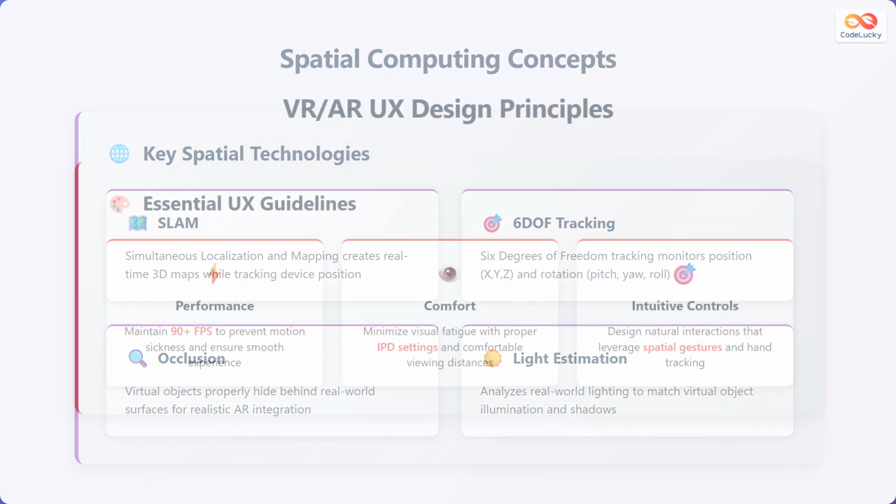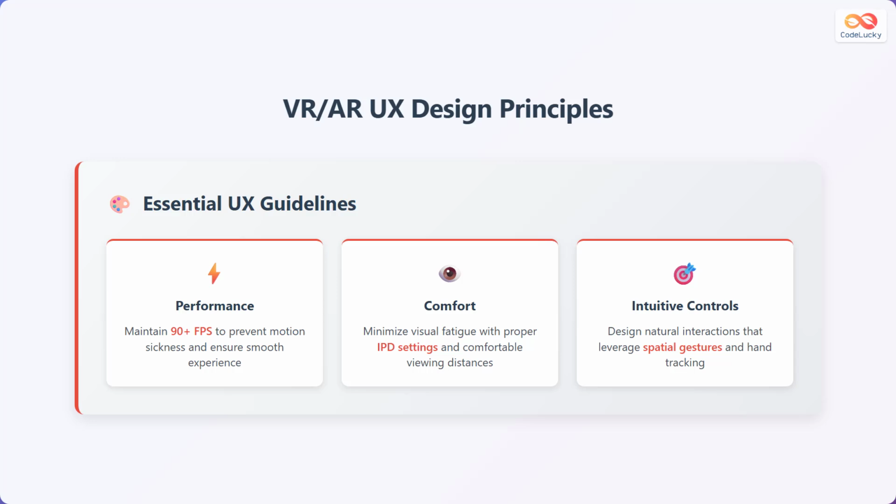User experience design in VR and AR requires special consideration for human comfort and natural interaction. Performance is critical. Maintaining 90 frames per second or higher prevents motion sickness and ensures smooth, comfortable experiences. Any frame rate drops can cause nausea and discomfort for users.